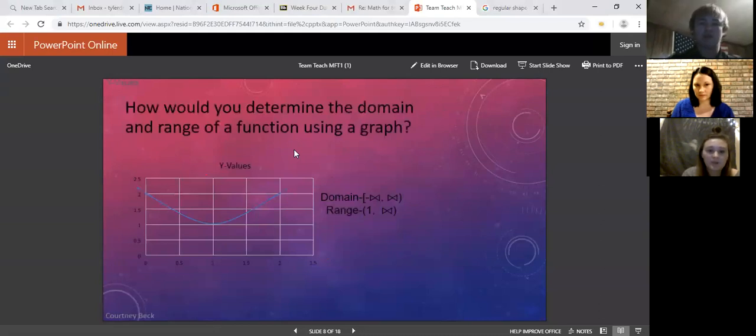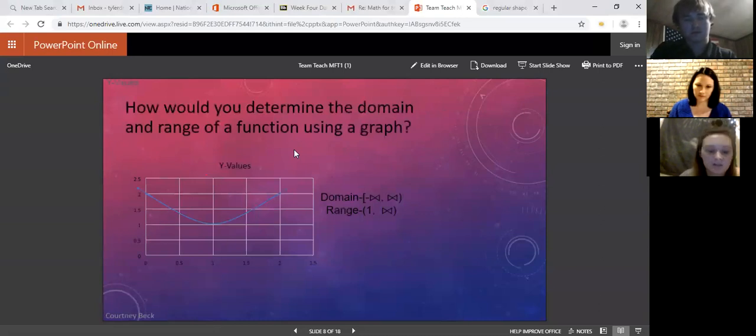Courtney, how would you determine the domain and range of a function using a graph? Okay, looking at the graph, the domain refers to the set of possible input values for the x-axis. So looking at the x-axis, we can see that the line segment will run through all the points on the x-axis. So we will write the domain as negative infinity to positive infinity. And actually, the parentheses should be switched, because it should be parentheses, saying that all of the points are included.